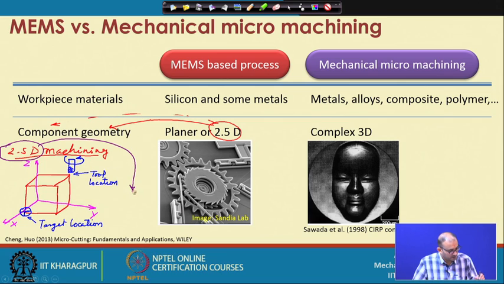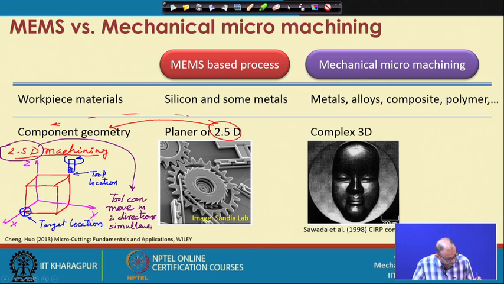So, 2.5D means that tool can move in two direction simultaneously. So, now suppose our tool is here, then tool will move in this direction. So, when it is moving in this direction, it is moving in x and y, and then it moves in the z direction. So, this is called z direction. In same way, what it can do, that it can move in this direction also.